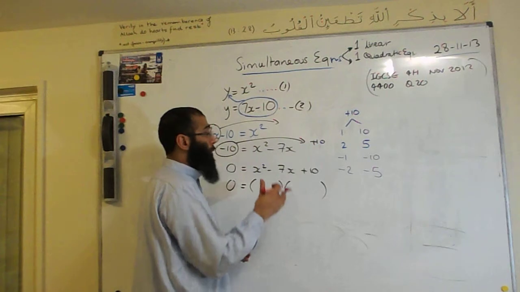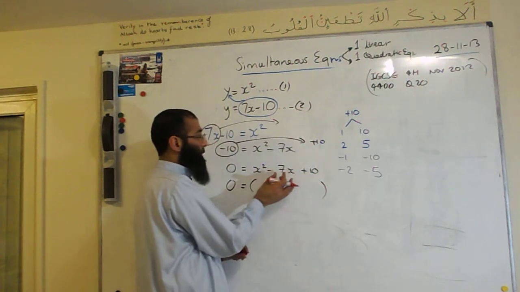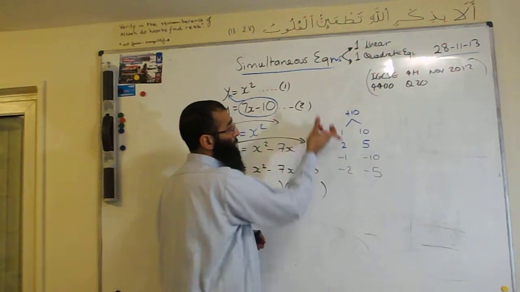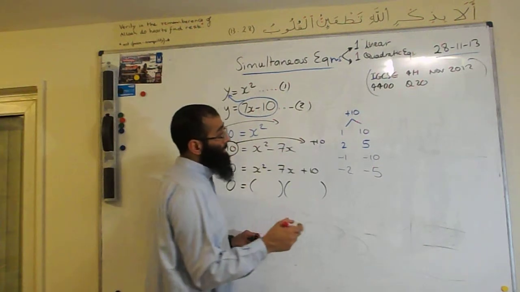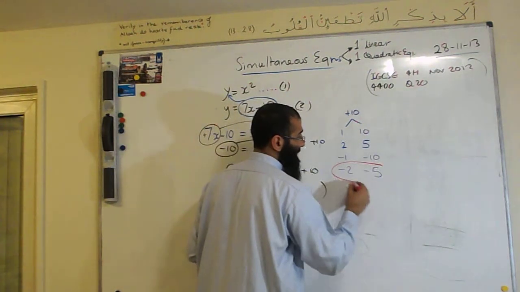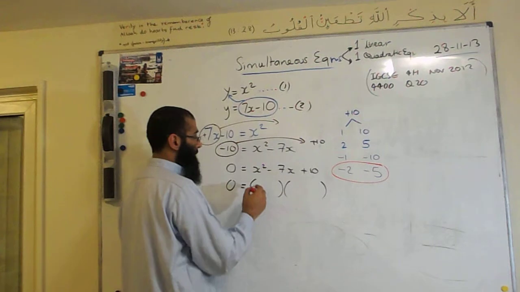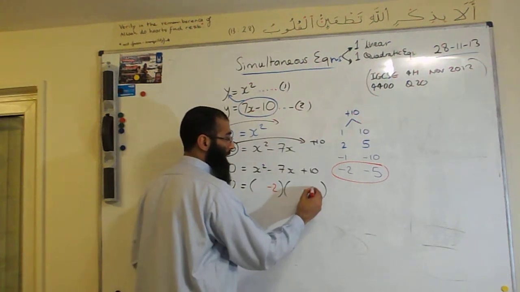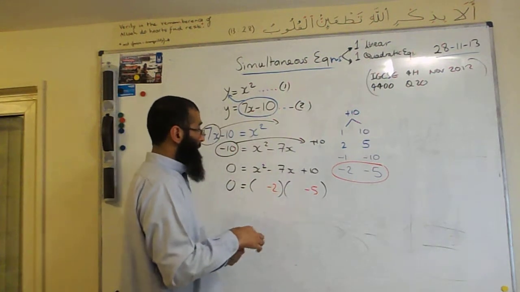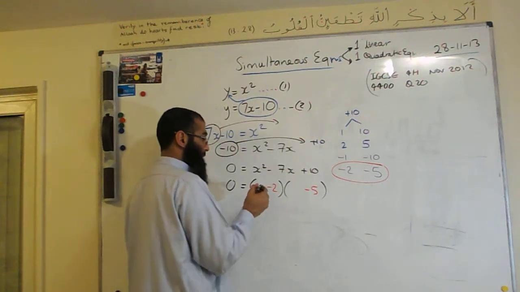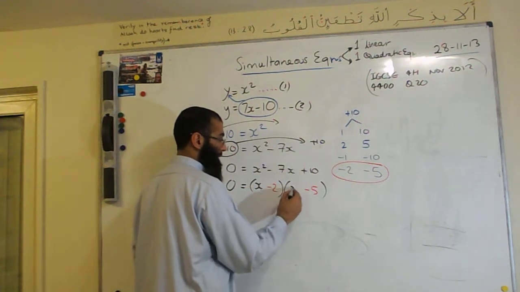As we said before, multiply to give you the last number, add up to give you the middle number. So which one of these adds up to minus 7, and it has to be the last one. So we pop them down into here, literally pop them down, copy down the x, we write down the x.